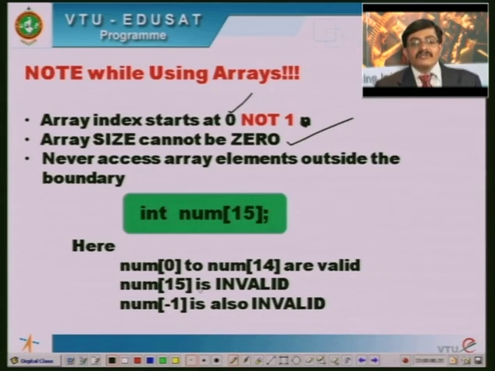Here, num of 15 is invalid, because we have allocated space for only 15 elements. Num of 15 would be the 16th element, which is not allowed because space is allocated only for 15 elements. Similarly, num of -1 is also invalid. We should not use even num of -1.